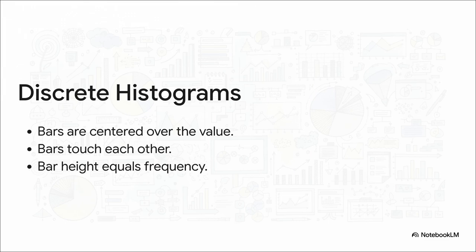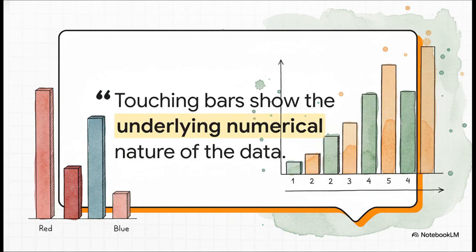The height of the bar tells you the frequency, how many times that value showed up, and really importantly, the bars touch each other. So why do the bars touch? It's not just a style choice, it's a really important detail that tells you you're dealing with numerical data on a continuum. See, unlike a regular bar chart for separate categories like red or blue, the numbers 2 and 3 are directly connected on a number line, right? The touching bars show that mathematical connection.